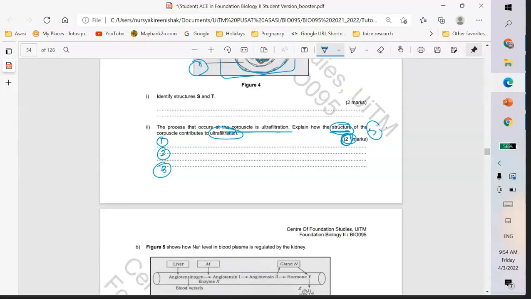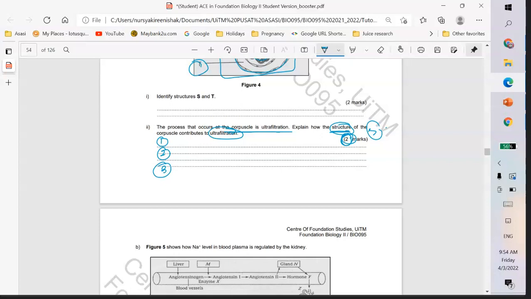And then point seterusnya keempat, for an additional point, the lining of the glomerulus is thin because it is a blood vessel, so it is thin and porous, or there will be gaps between the endothelial cells. Next, you explain the structure of Bowman capsule. So the inner lining of Bowman capsule is also thin and also porous.